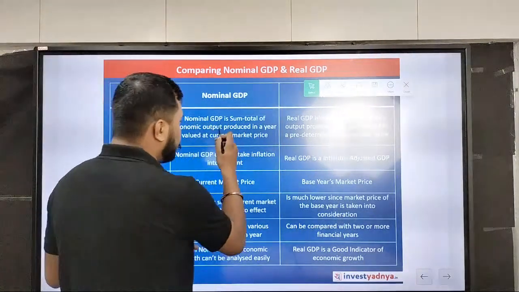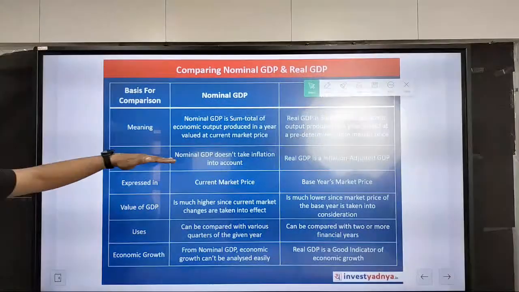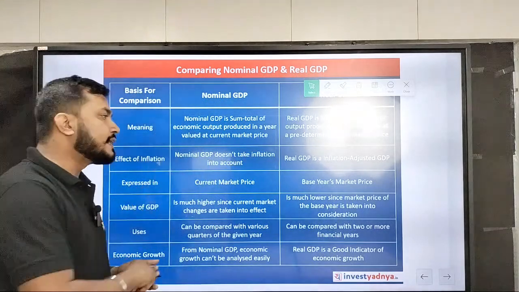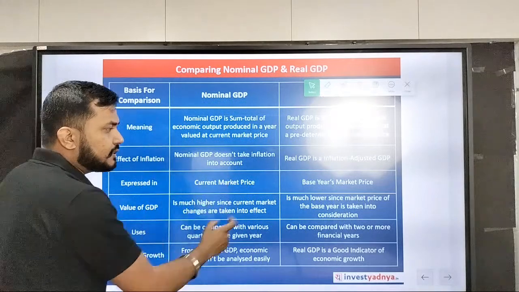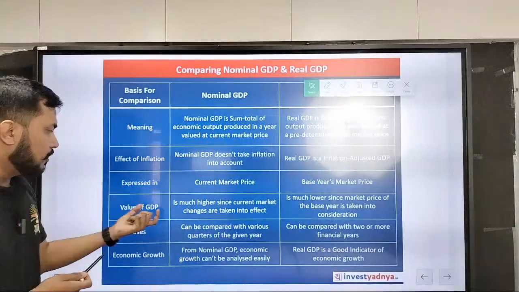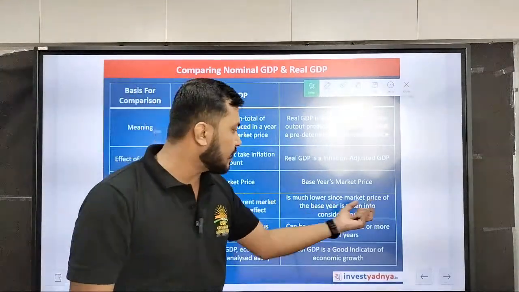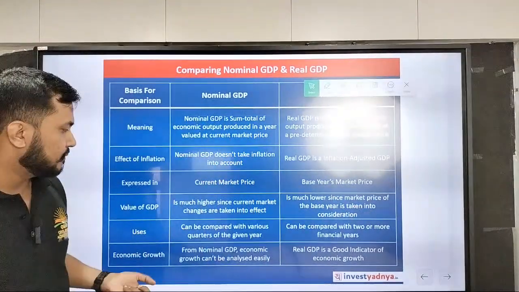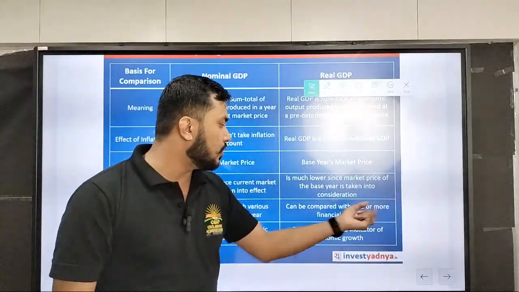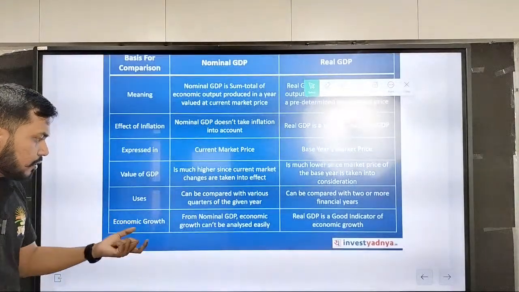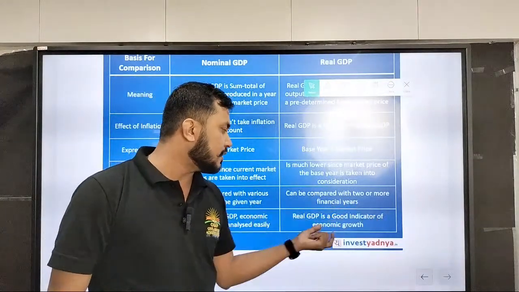This is the current price, which was described immediately, and this is predetermined. Effect of inflation: nominal GDP does not take inflation into account, real GDP takes inflation into account. Nominal GDP is expressed in current market price, real GDP in base year market price. The value of nominal GDP is much higher since current market changes are taken into effect, and real GDP is much lower since the market price of the base year is taken into consideration. Real GDP can be compared across various quarters of the given year, or across 2 or more financial years. Economic growth can be analyzed usually by real GDP, which is a good indicator of economic growth.